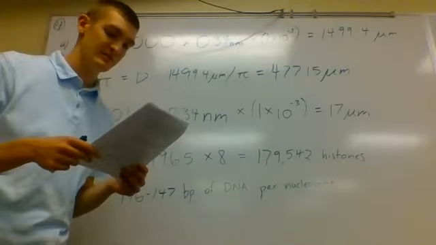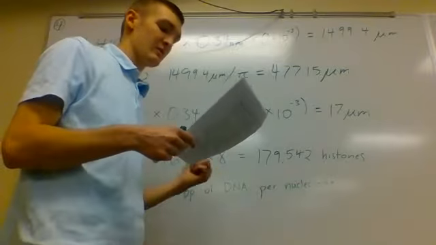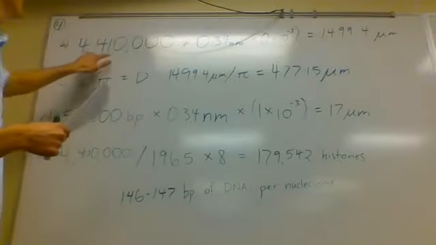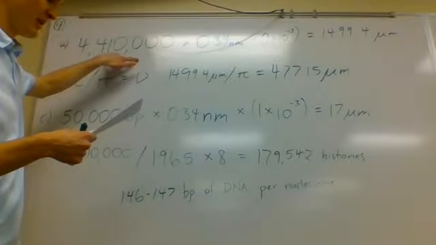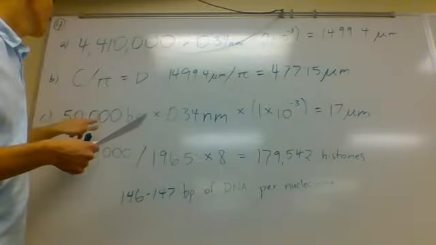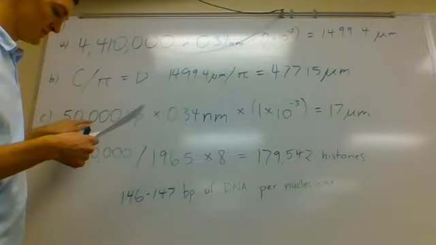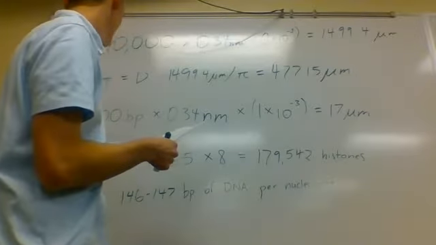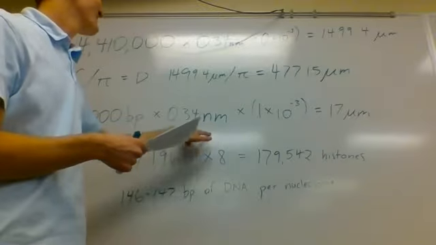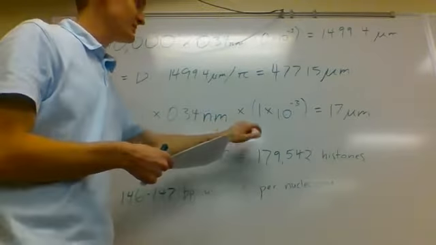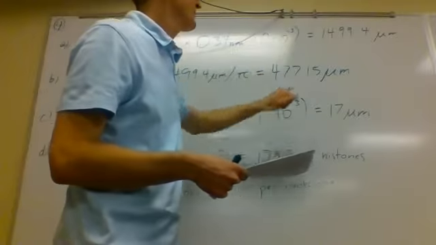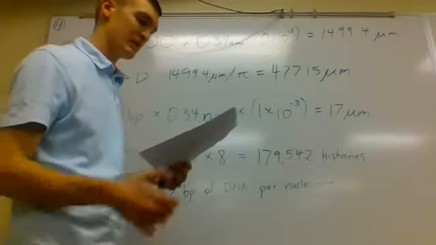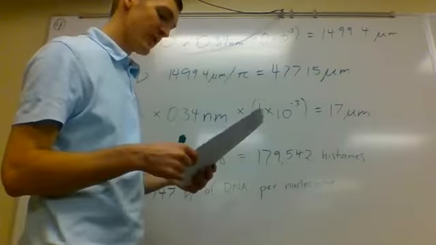All right, so question C is this tuberculosis is organized into loop domains, with each loop domain with 50,000 base pairs. And if one of these was stretched out, how long would it be in micrometers? You take this number up here, that's how many base pairs, and divide it by, so we can take this number and times it by the length of each, and times it again by 10 to the negative third, and we get 17 micrometers.